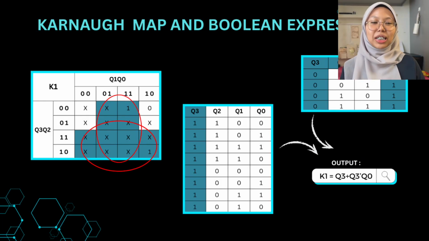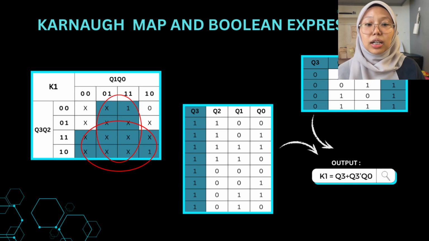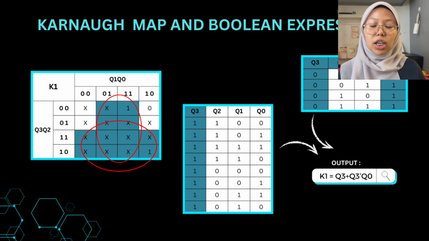Next, I'm going to present the Karnaugh map and Boolean expression for K1. Here we have the K-map for K1. Through the identified groupings, the simplified expression for K1 is Q3 plus Q3 bar multiplied by Q0. This means K1 is the logical OR of Q3 and the AND of Q3 bar, the complement, and Q0.